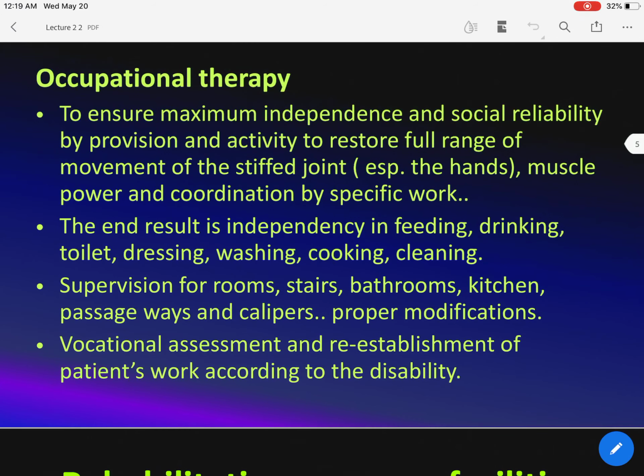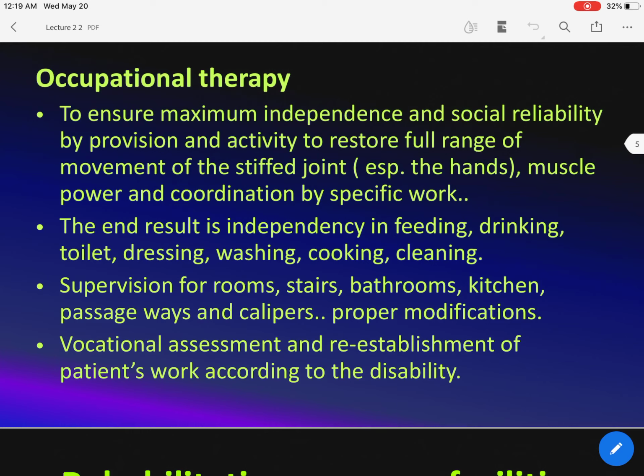Occupational therapy: to ensure maximum independence and social reliability by provision of activity, to restore full range of movement of the stiff joint, especially the hands, muscle power and coordination by specific work. Occupational therapy is practical work, fine touch with the fingers. The end result is independency in feeding, drinking, toilet, dressing, washing, cooking, cleaning.